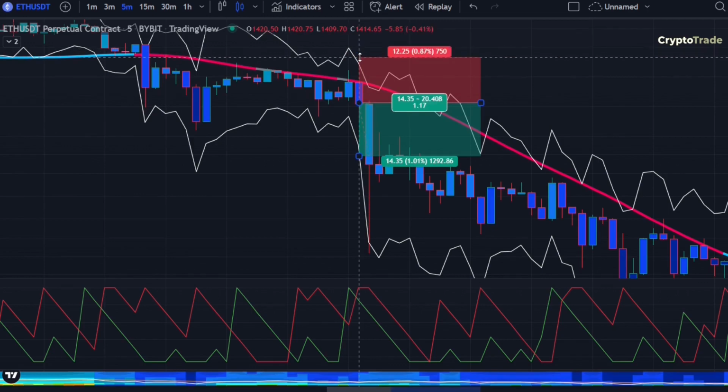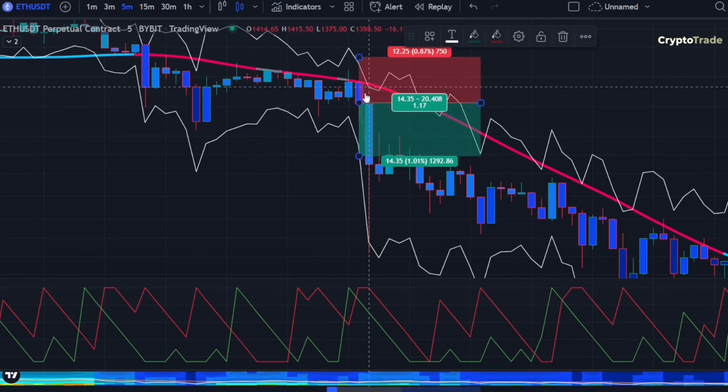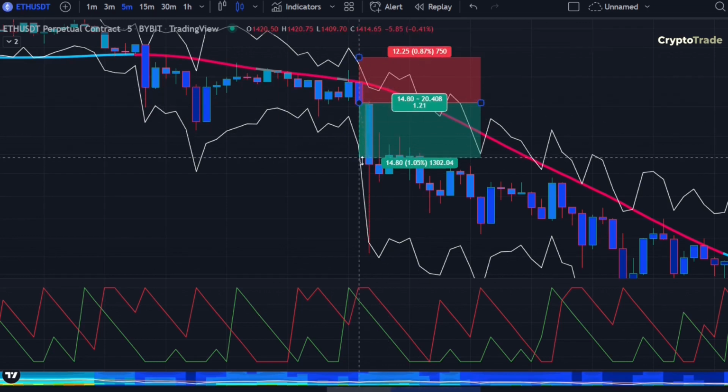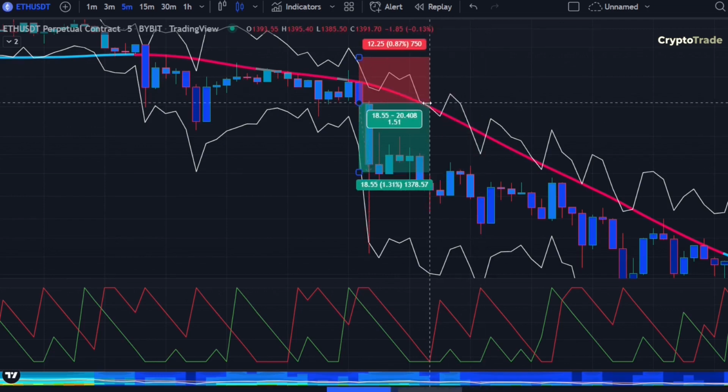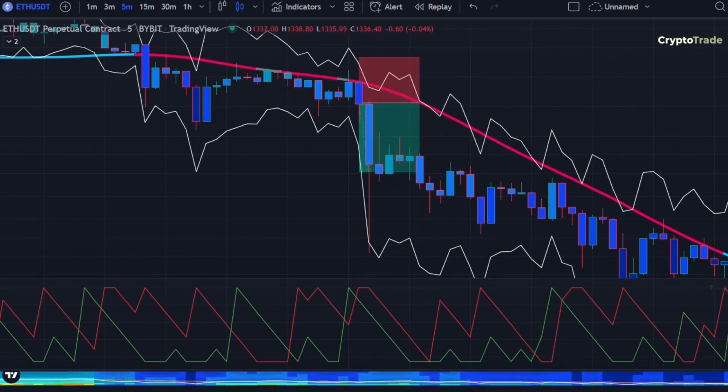Place the stop loss above the higher gray ATR line provided by the SSL HYBRID indicator. The risk to reward ratio will be set to 1 to 1.5. The market has reached the target and the trade has been successfully closed. Let's look for the next trade.